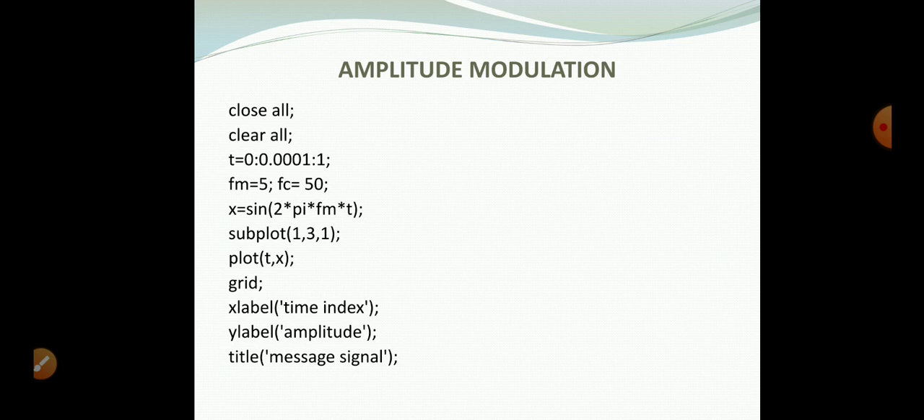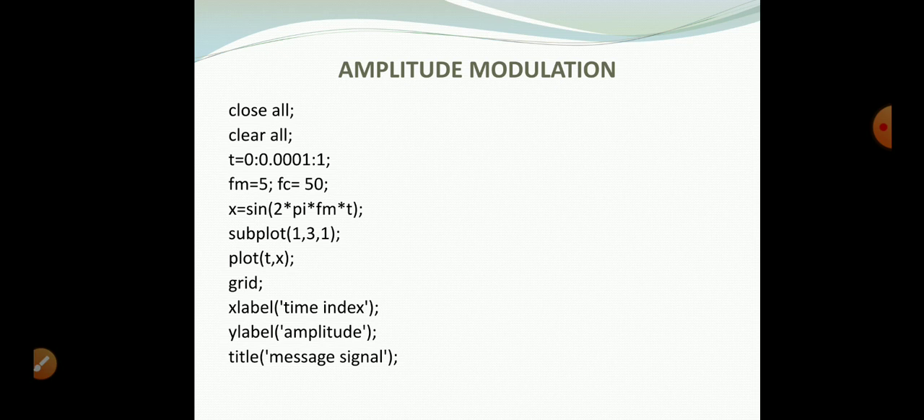And here we are seeing a new function, subplot 131. Subplot means here we are plotting three waveforms. 131 means the first digit indicates the number of rows, the middle digit represents the number of columns, or number of sub figures you are plotting, and the last digit indicates the position of the figure.